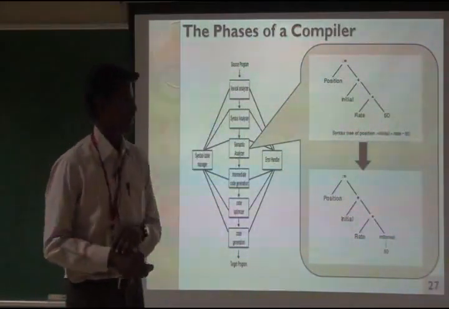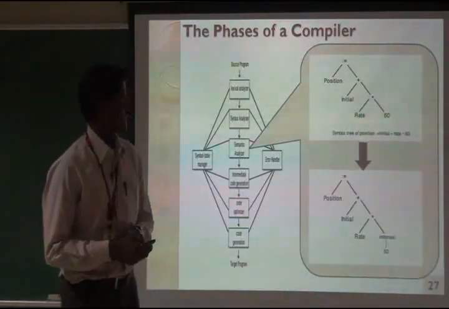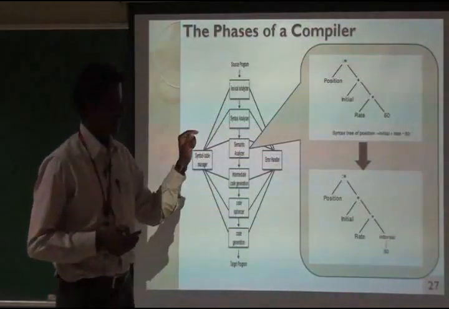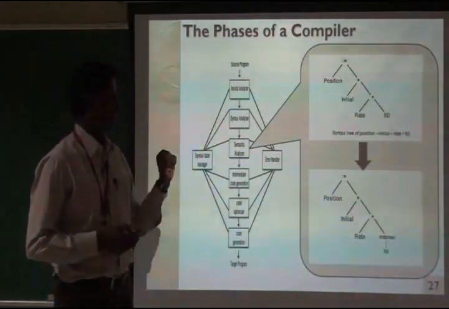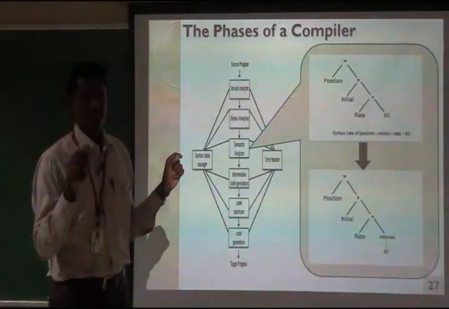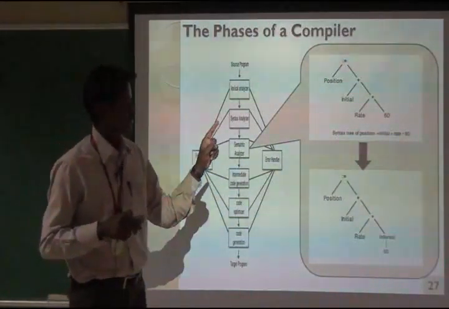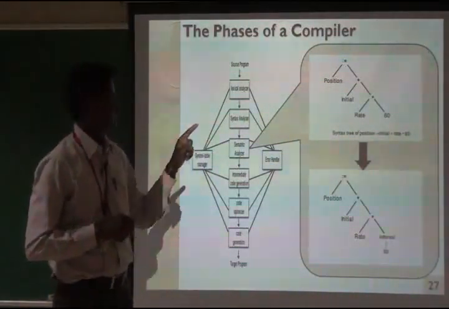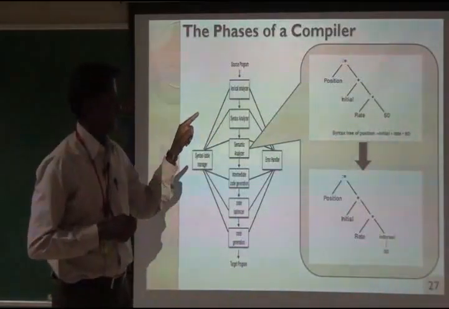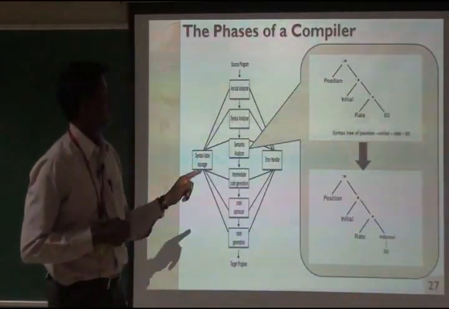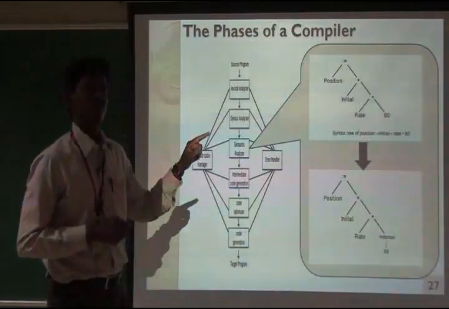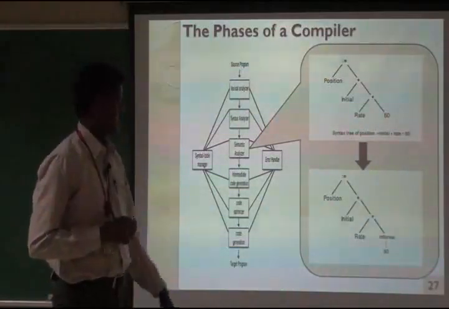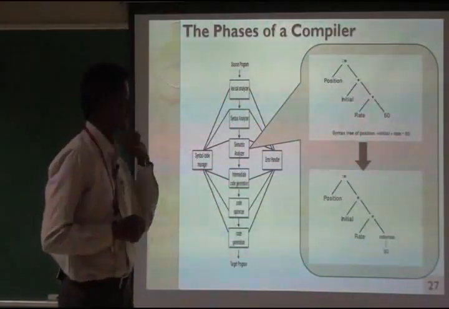Here our statement is position equal to initial plus rate into 60. You know, 60 is an integer, rate is a real value, right? Before doing any arithmetic operation, both operands should be of the same type, whereas here there is a type mismatch. 60 is an integer, rate is a real. So the 60 should be converted to real, then only we can go for the multiplication operation, right? That is done by semantic analysis.